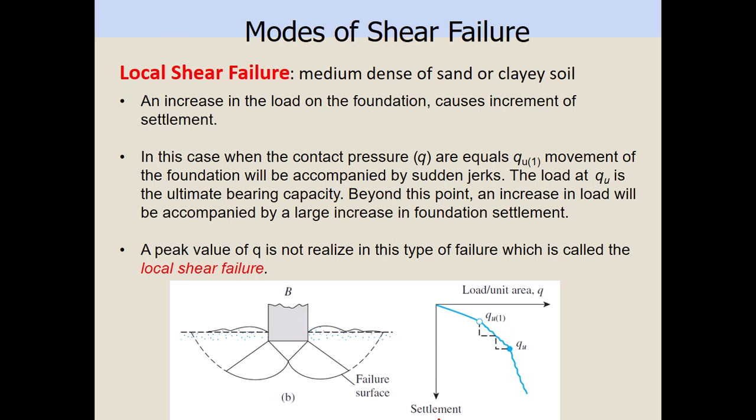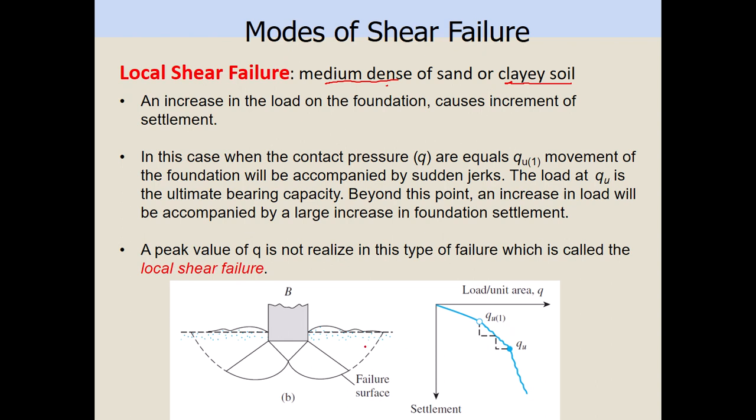What about local shear failure? The local shear failure is for medium sand, or medium dense clayey soil. So local shear is for medium dense, general shear failure is for the dense condition, local for medium.